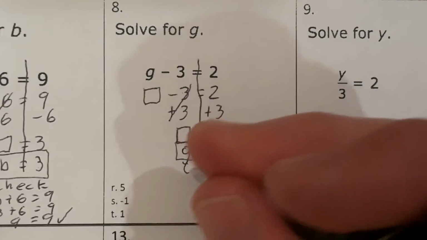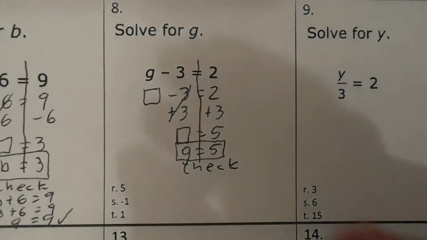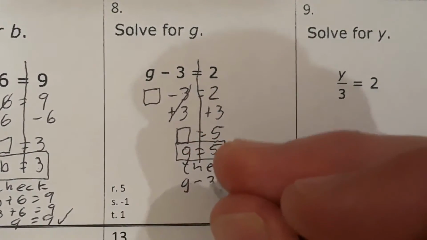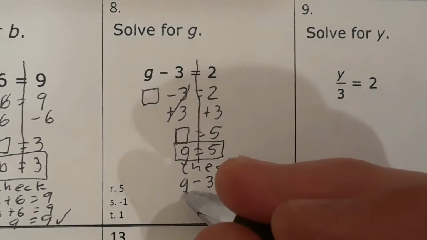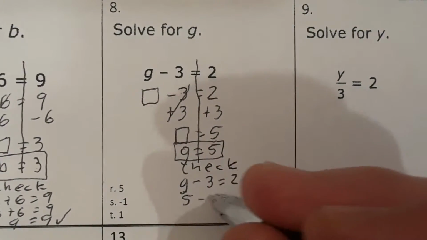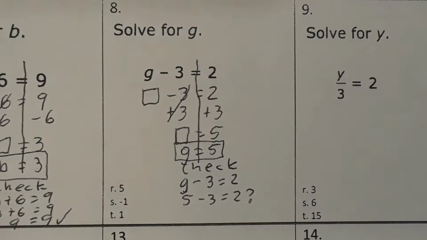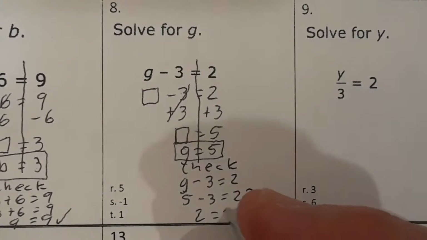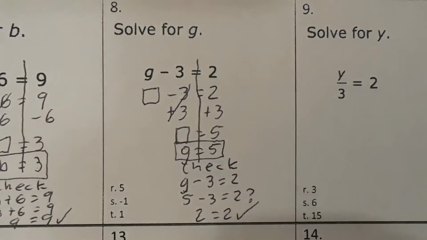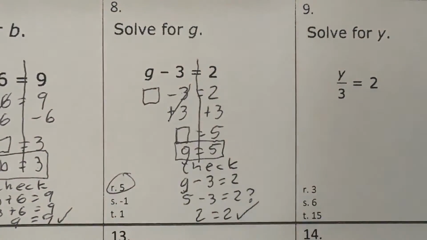All right, do the check. And remember, you do write down the check, so do write down all the notes. Here we go. G minus 3 equals 2. Plug in 5 for G. So 5 minus 3 should give you 2, question mark. And 5 minus 3 is 2, equals 2 on the right side. So check. 5 is the correct answer.